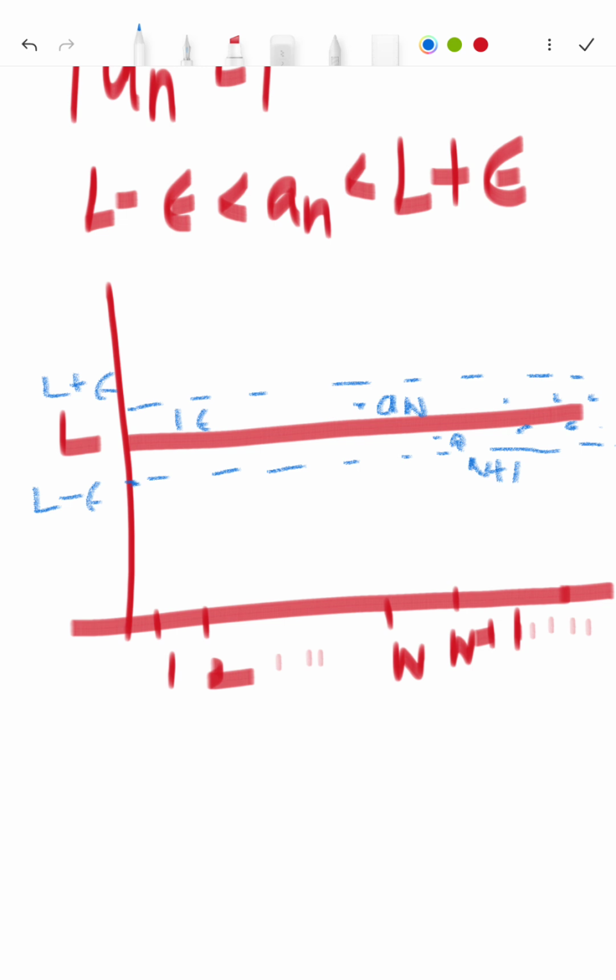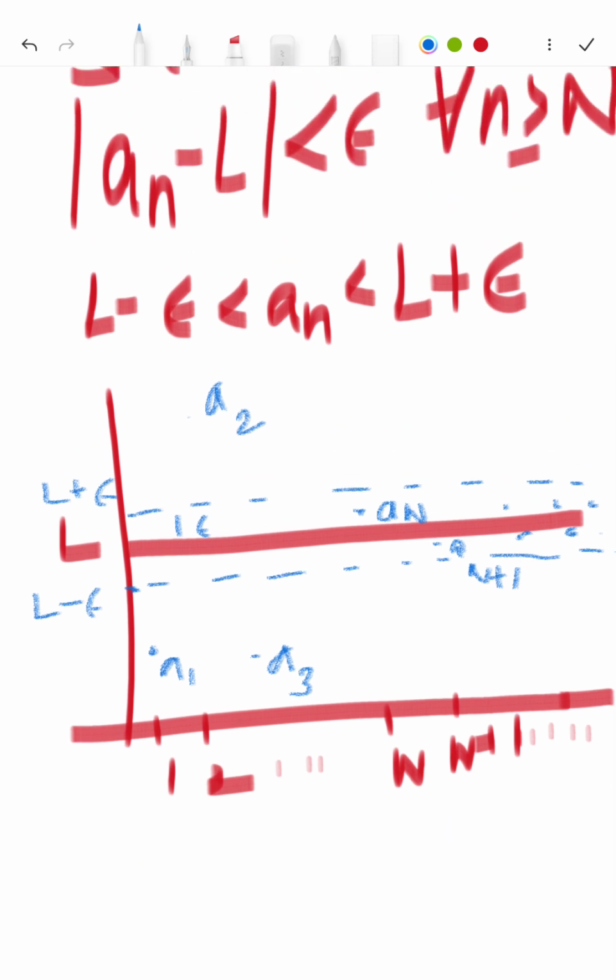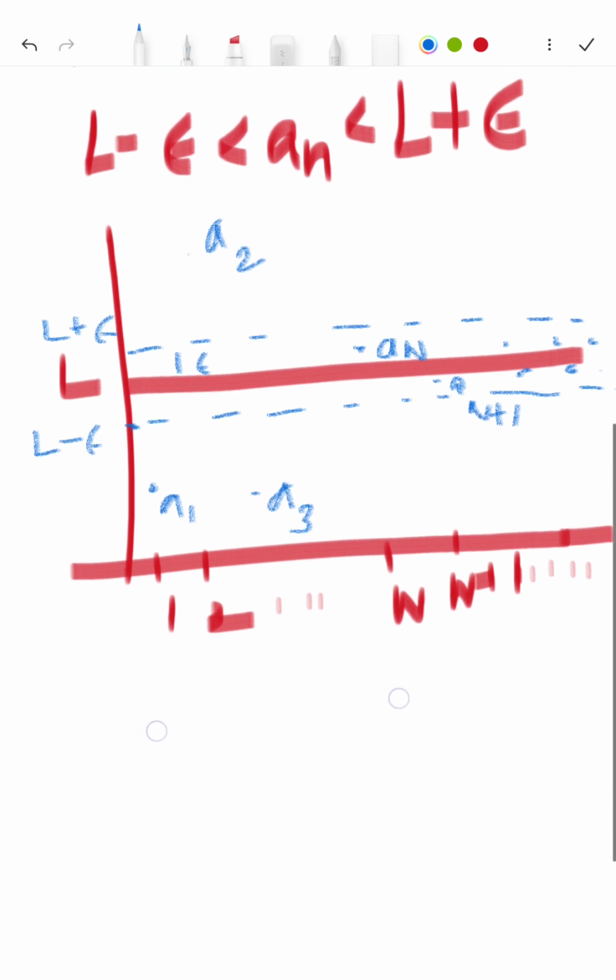Up to a finite point, a_n can be anywhere. a_1 can be here, a_2 can be here, a_3 can be here, or it could be inside. We don't bother about the finite points, whether they are in that neighborhood or outside. Only after a certain stage, all should be inside. So a_n converges to L means what? For every epsilon, except for finitely many points, all should be inside. Or another way to say that: for every epsilon, only finitely many points are outside that neighborhood. That also we can say, right?